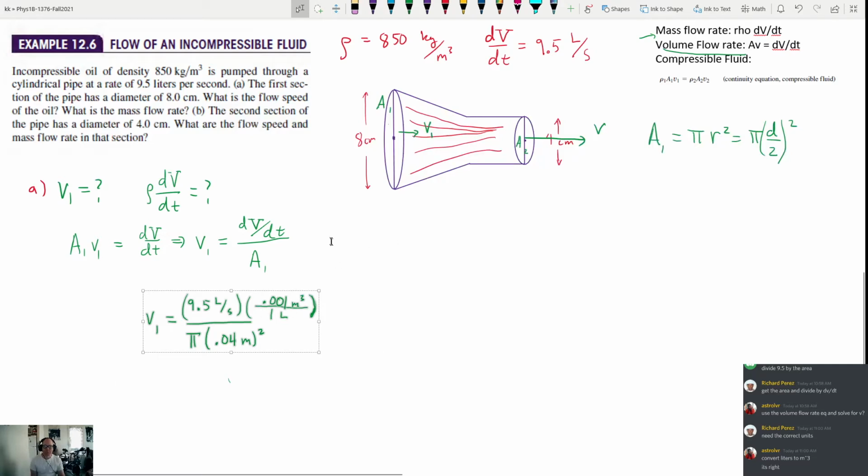This thing's kind of freezing a little bit here. I don't know what's going on, but okay. So what do you get if you calculate this out?